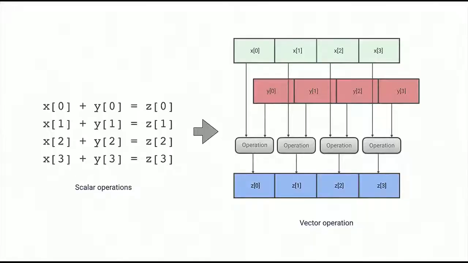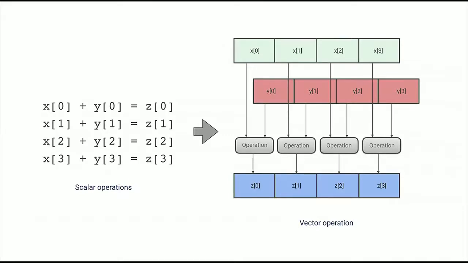So let's take a closer look at how this data is operated on. Here you see a simple example of an add instruction on an array. Let's say this is an array of integer values. So this on the left side is what a scalar operation would look like, where you add each number to the other and store the result. The vector version of this would just boil down to one hardware instruction, for example, a paddd on some Intel architectures.